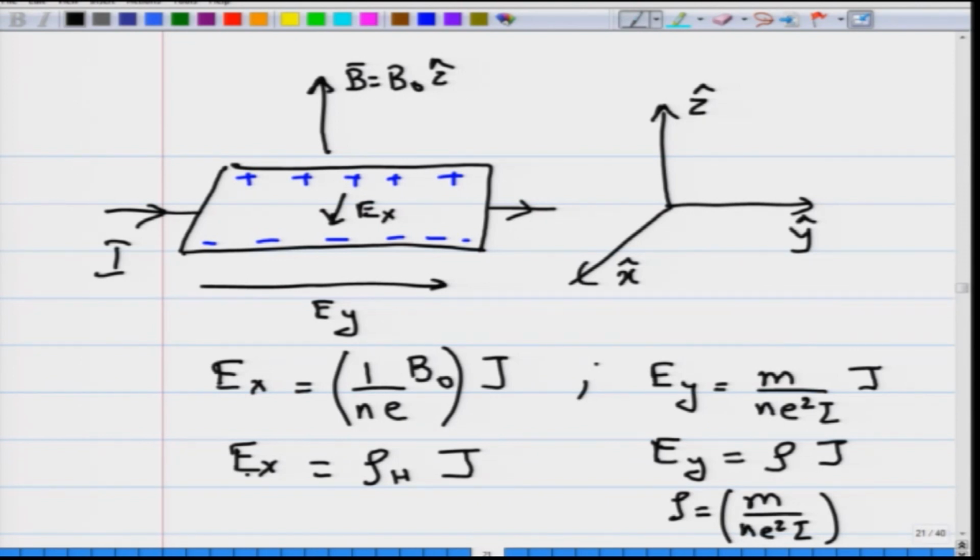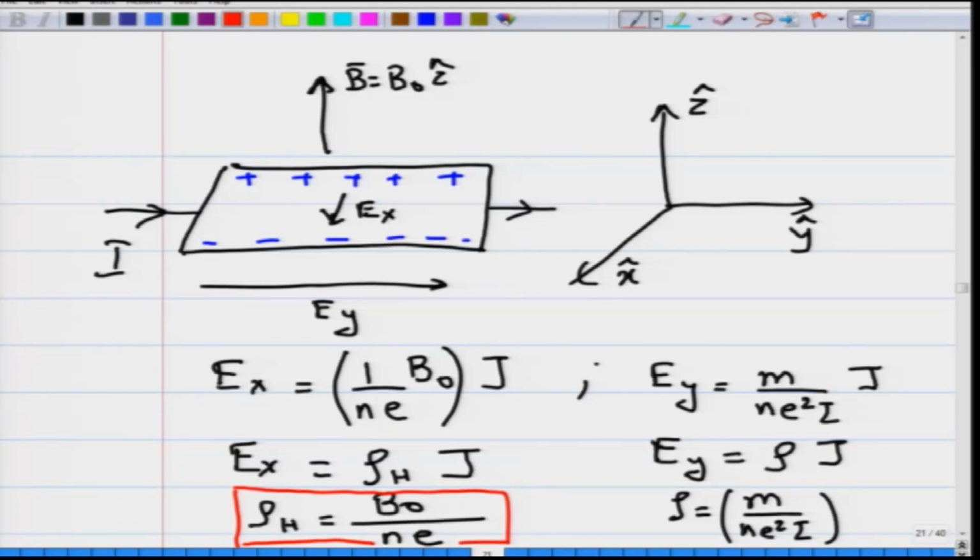This is acting in a direction which is perpendicular to the direction of the flow of current, and this Hall resistivity is proportional to the magnetic field and inversely proportional to the density of electrons and the charge of the electrons. You get a very important result that the Hall resistance or the Hall resistivity, which is acting along the direction perpendicular to the direction of flow of current, is proportional to the applied magnetic field and is inversely proportional to the density of electrons and the charge of the electron.